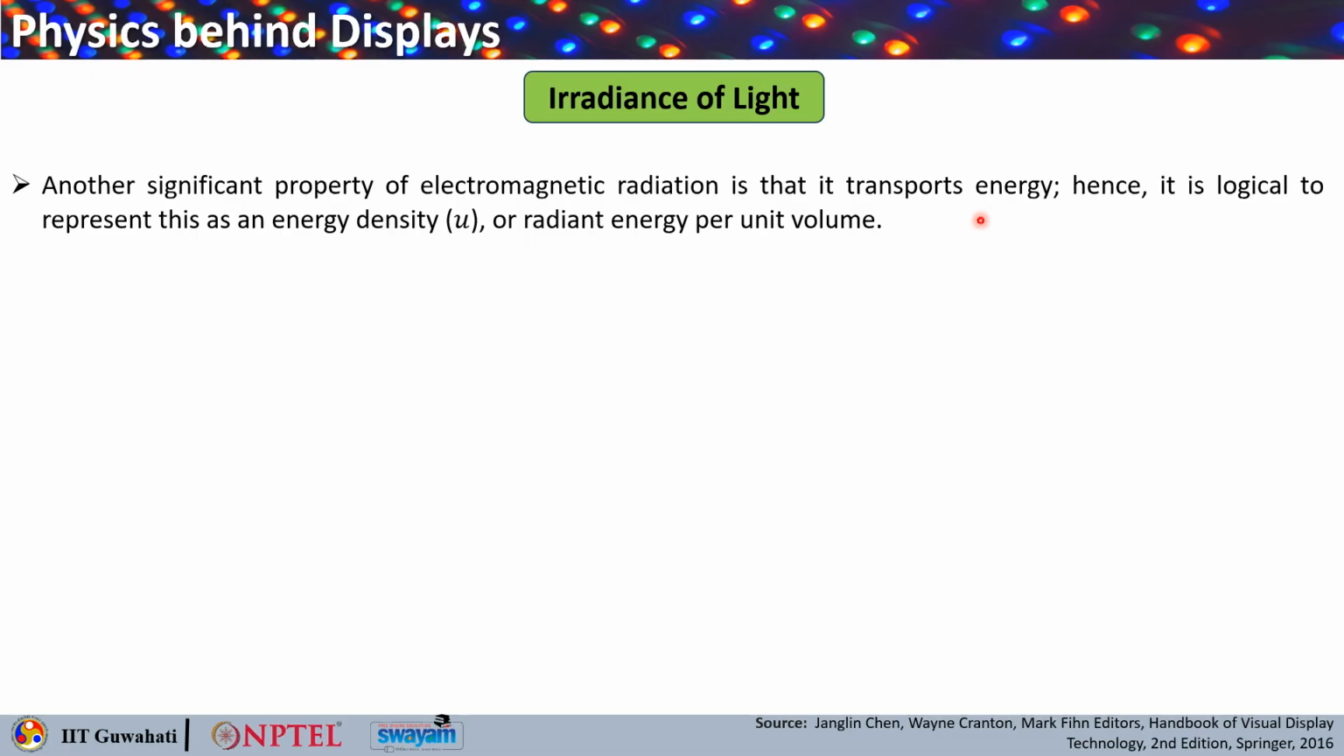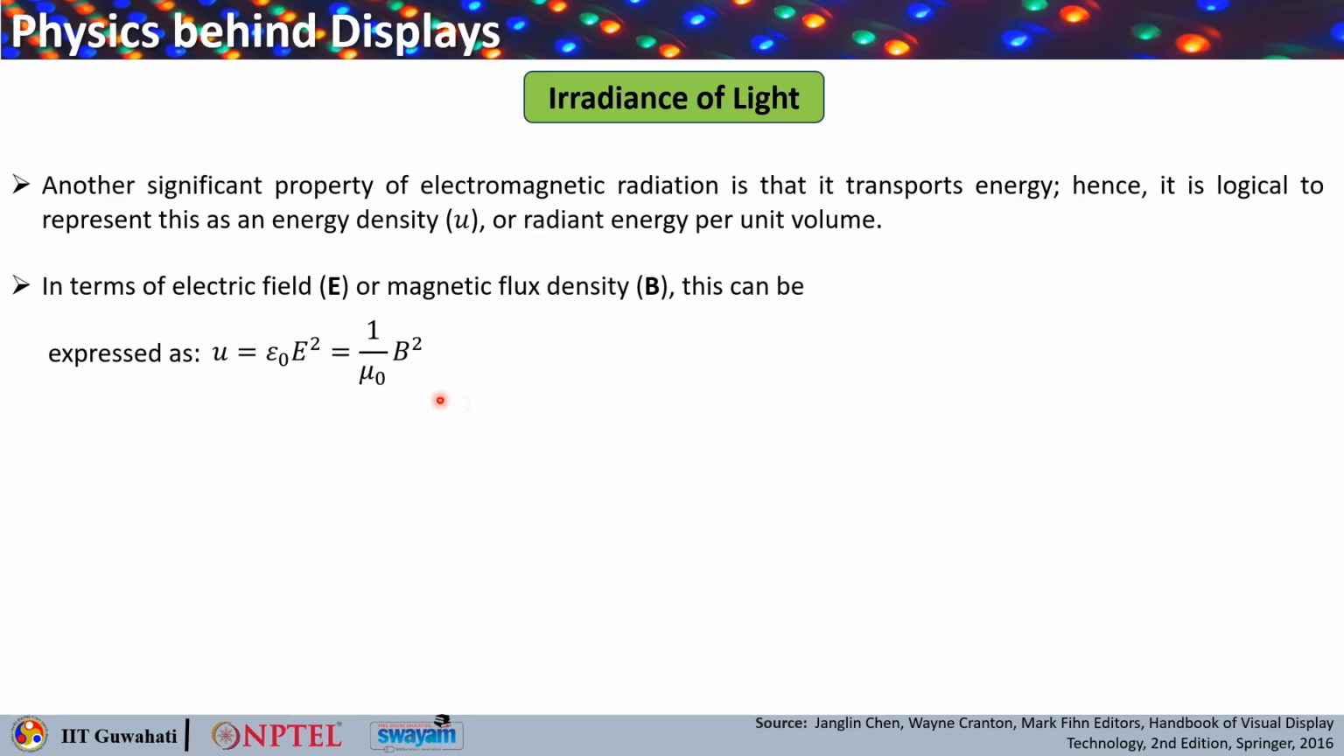The next important feature is the irradiance of light. This important property tells you how light transports energy. Hence, it is logical to represent this property as energy density, or radiant energy per unit volume. In terms of electric field or magnetic flux density, you can write U equals epsilon naught E squared, which equals 1 over mu naught B squared. Epsilon naught is the vacuum permittivity, and mu naught is the vacuum permeability.